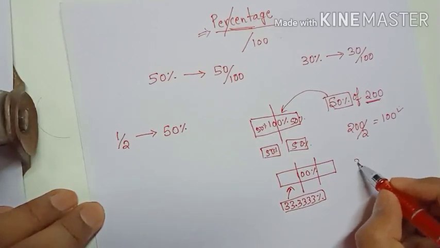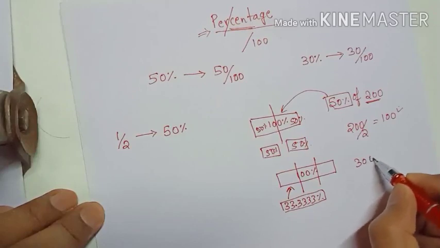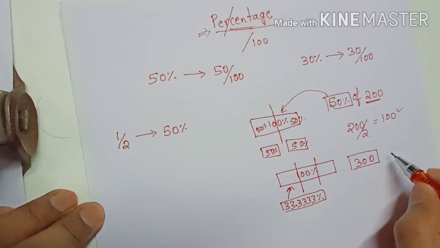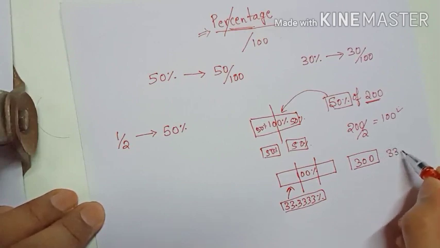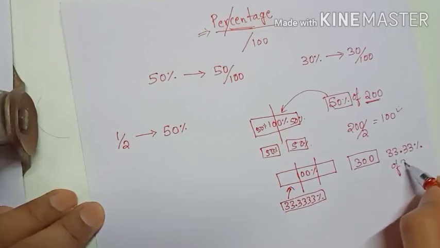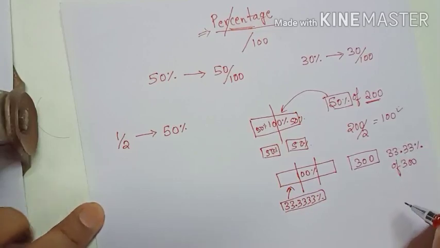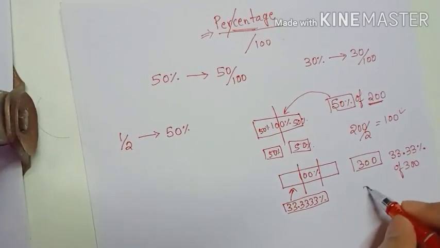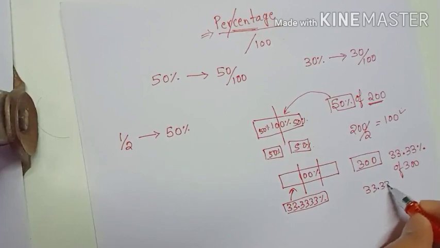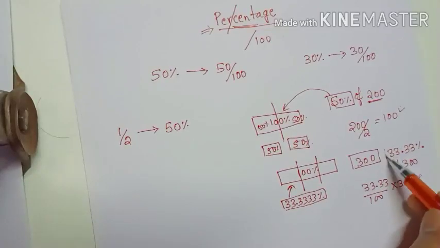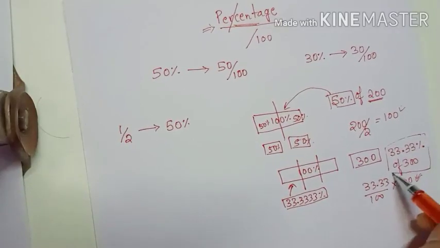Now if someone asks you to find, suppose the given number is 300 and they're asking you to find 33.33% of 300, you have to find. Getting this? So if you are going with the normal procedure, we have 33.33 divided by 100 into 300, hope you all know this, right? This is the way of finding 33.33% of 300.